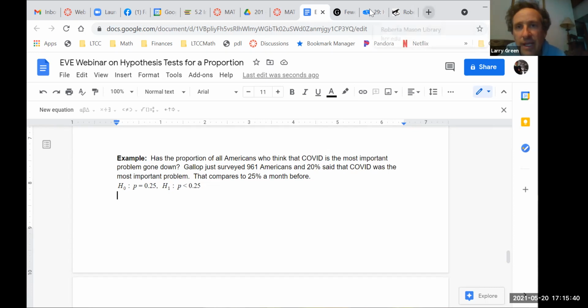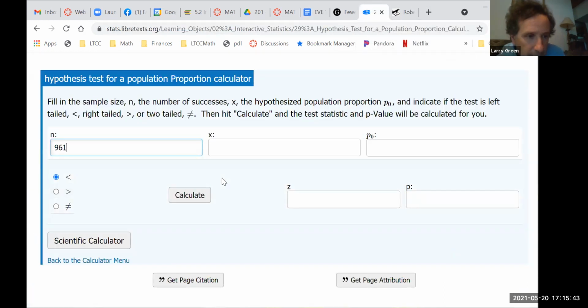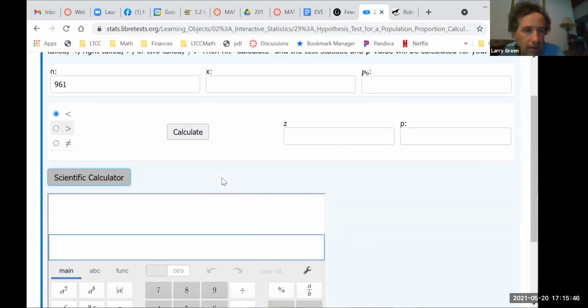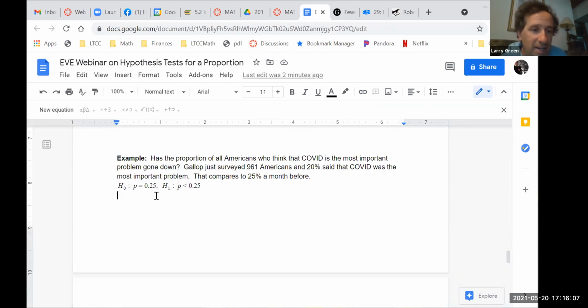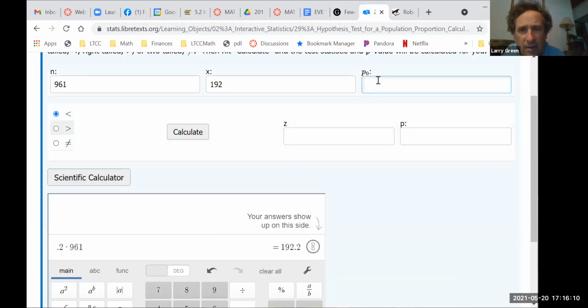So we can actually go over here to the scientific calculator. 0.2 times 961, and you get 192.2. Always use rules of rounding in this kind of thing. So we have 192. P naught, that's on the other side of the H naught, and that's 0.25. We do want less than. We hit calculate. Notice that the Z, the test statistic, is about negative 3.6.